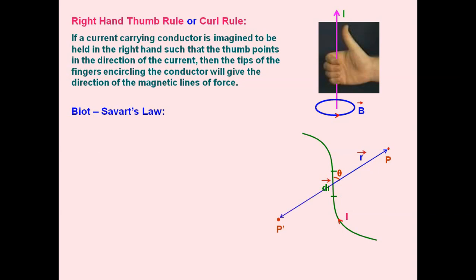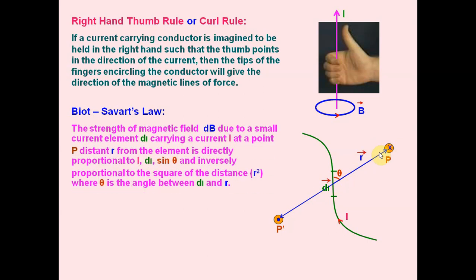So in the opposite direction we again take point P dash. So we have to determine the magnetic field at this point P. Here the magnetic field is along this direction, and this P dash is perpendicular to the current carrying element.